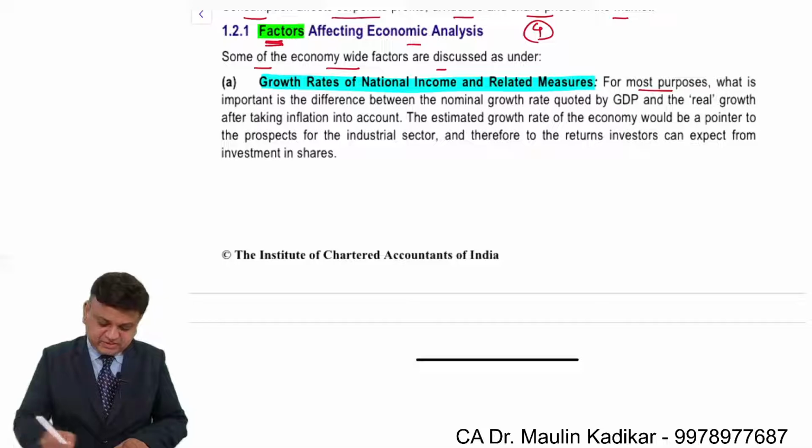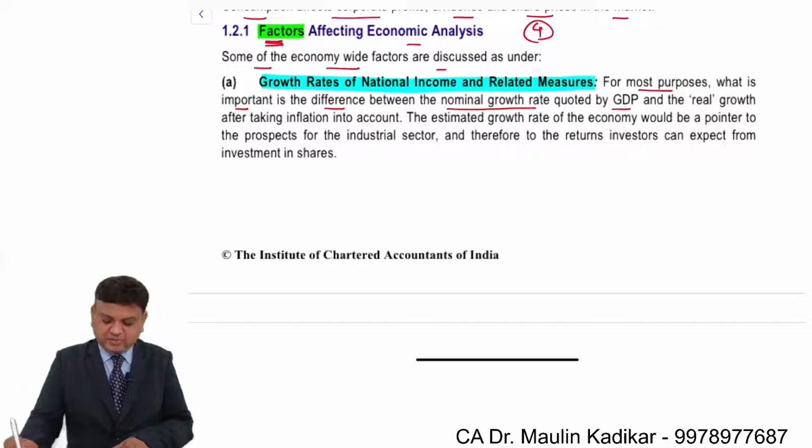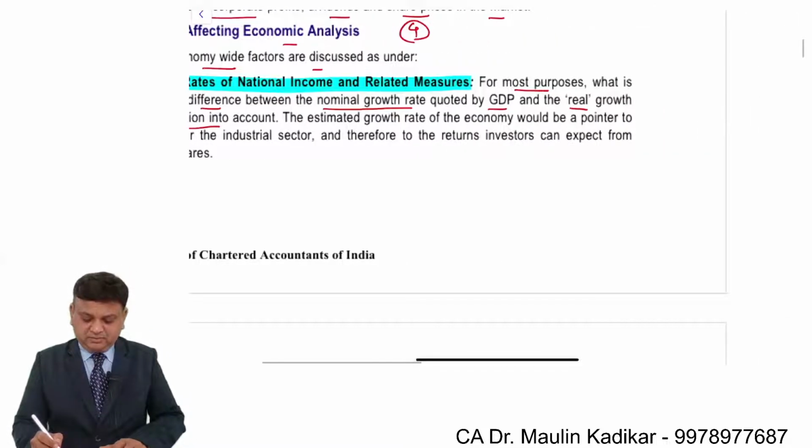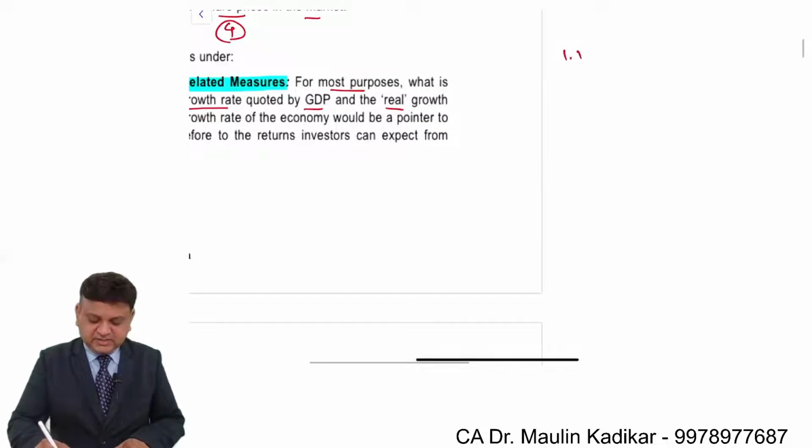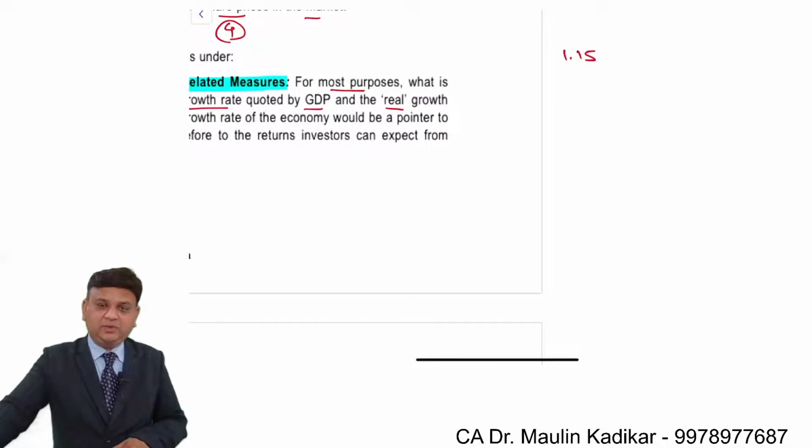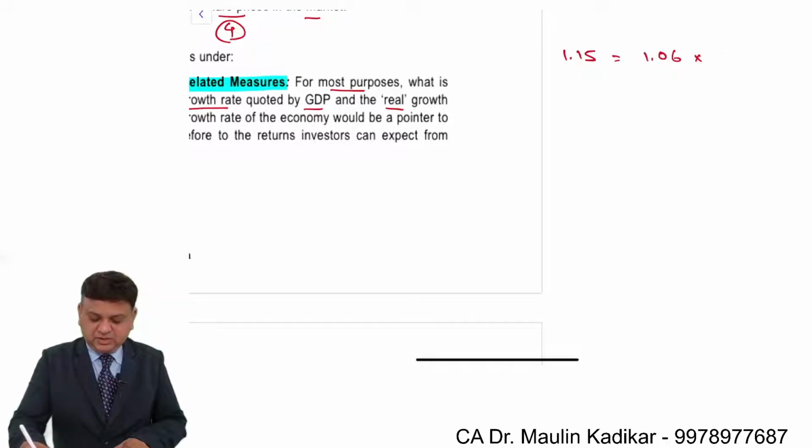For most purposes, what is important is the difference between the nominal growth rate quoted by the GDP, that is gross domestic product, and the real growth after taking inflation into account. We understand something like this. Let us say that 15% is the nominal growth rate, and let us say that the inflation is 6%. Then the real growth rate will be found like this: 1.15 divided by 1.06 minus 1. So the real growth rate is 8.49%.